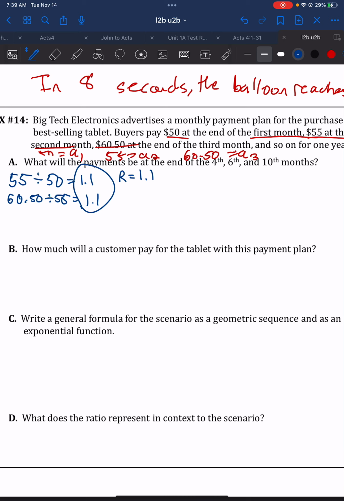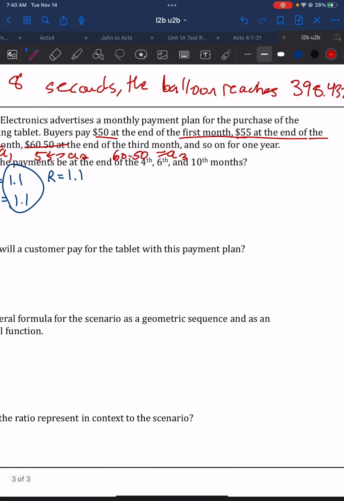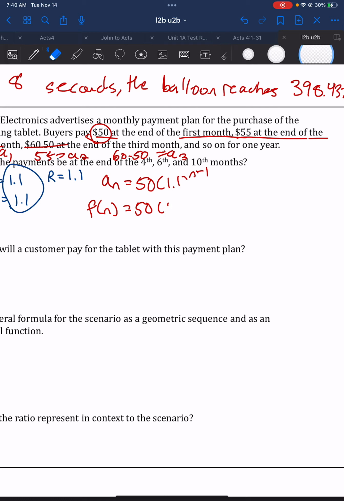So my general formula is going to be A of n equals, what did I start at here? My term 1 is 50 times 1.1 to the n minus 1. And you can rewrite it if you wish. If you were going to rewrite it, we can go ahead and do that. So we can do f of n equals 50 times 1.1 to the n, times 1.1 to the negative 1. Let's go ahead and put that in our calculator.